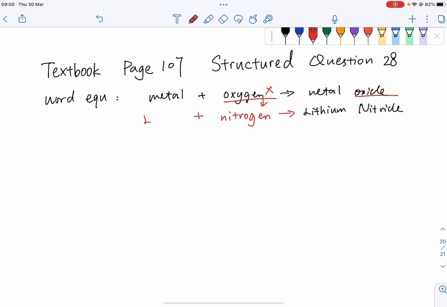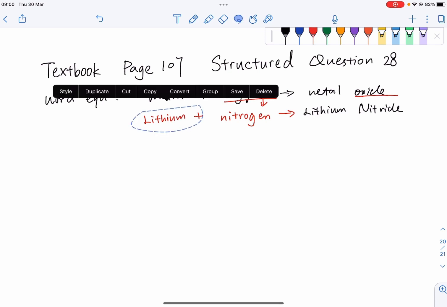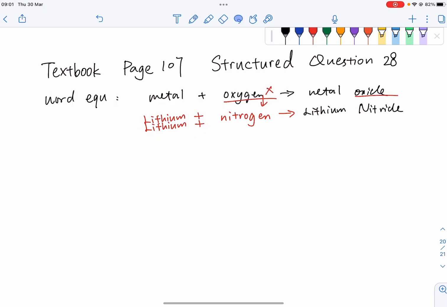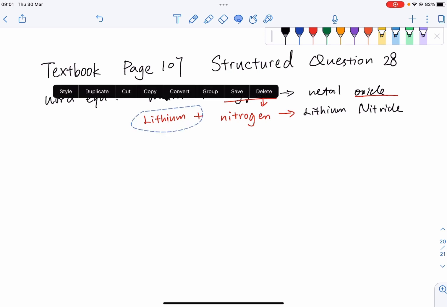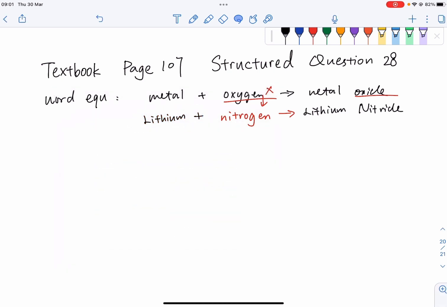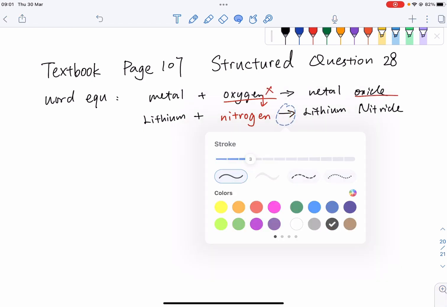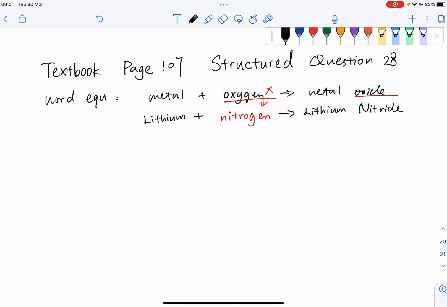Also plus lithium at the front. Let me change this into, oh, not duplicate. Change the style into black color. Similarly here. Now, if I have the word equation, can I write the chemical equation then? The symbol for lithium should be Li. What's the symbol for nitrogen?